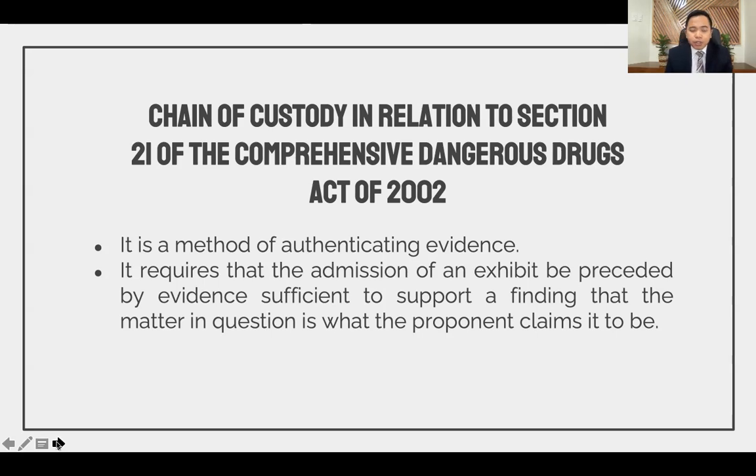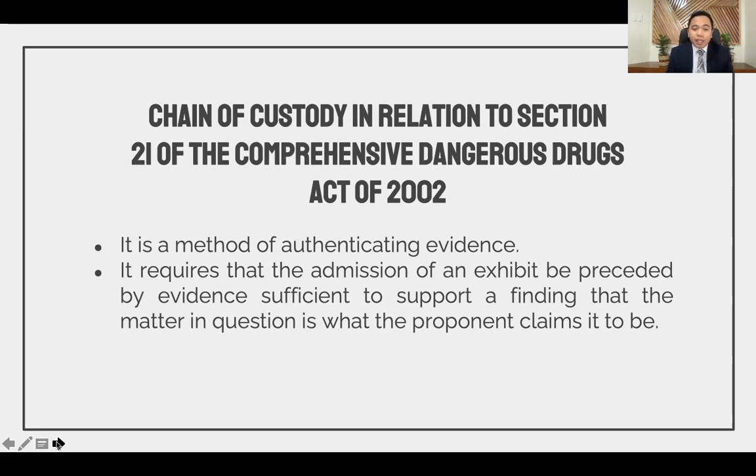What is the purpose or why do you need to establish chain of custody in drug cases? Chain of custody under Section 21, class, is a very, very important concept in RA 9165. Chain of custody is a method of authenticating the evidence. Again, chain of custody under Section 21 is a method of authentication of evidence. If you violate the requirements under Section 21, the Supreme Court said that the accused is entitled to an acquittal.